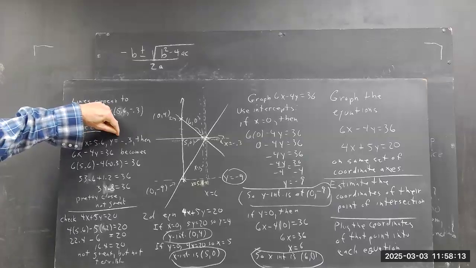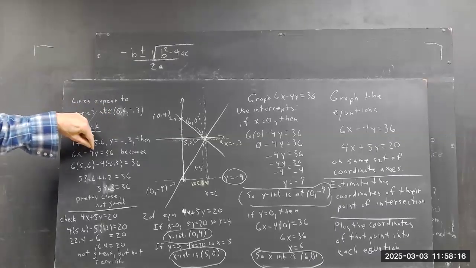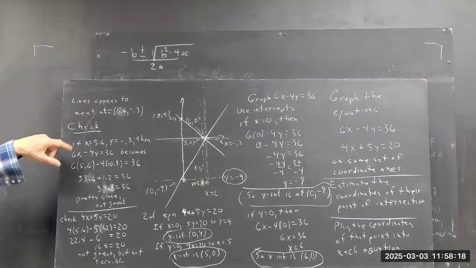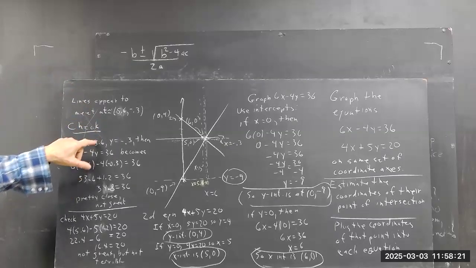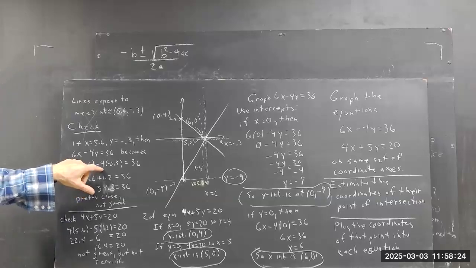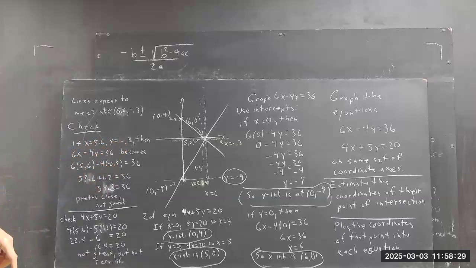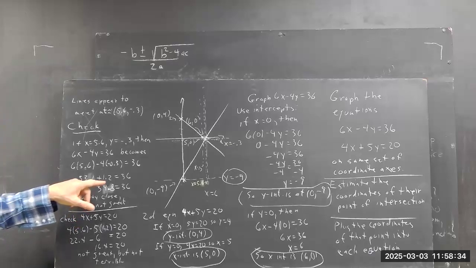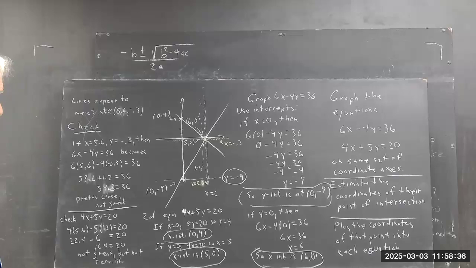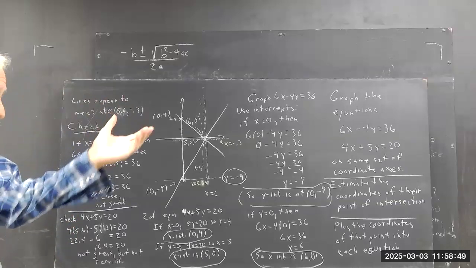If x is 5.6 and y is negative 0.3, then this equation, 6x minus 4y equals 36, becomes 6 times 5.6, because x is 5.6, minus 4 times negative 0.3, because y is negative 0.3. I do the multiplication, finally get it right. I get 33.6 plus 1.2 equals 36, giving me 34.8 equals 36. That's close. It's not bad for a hand-drawn graph. I'd like to have it a little closer.